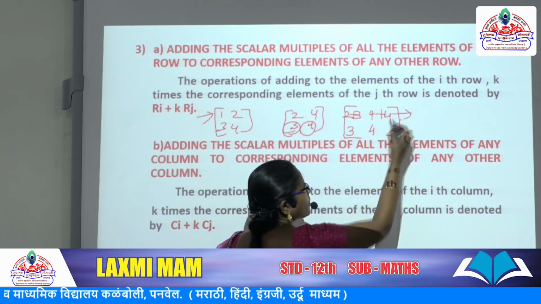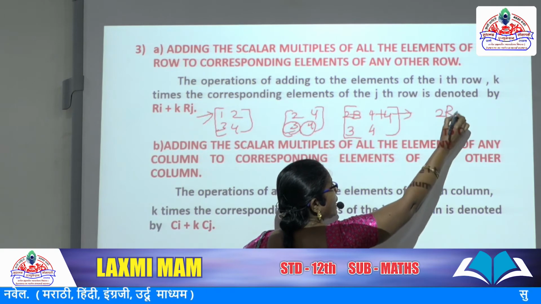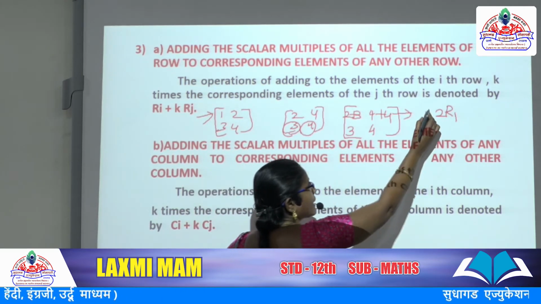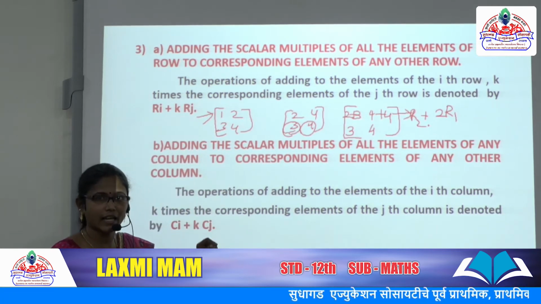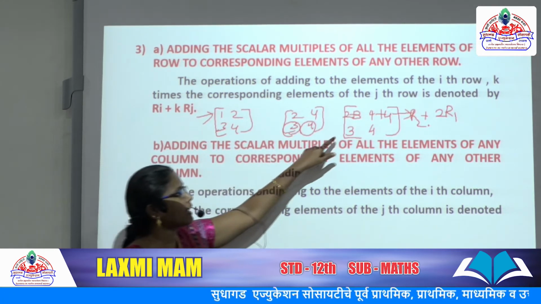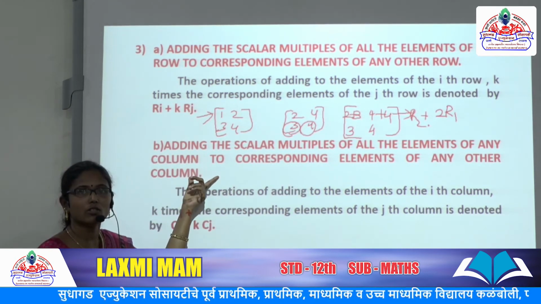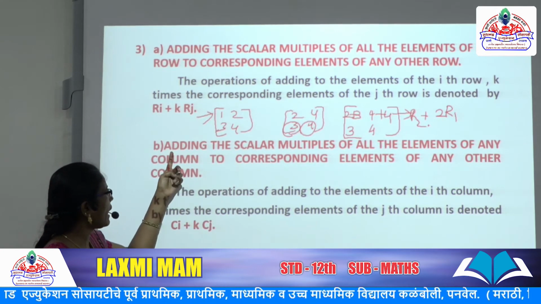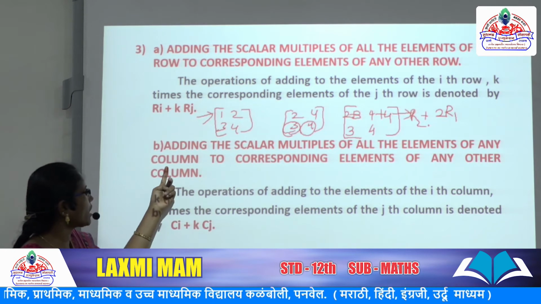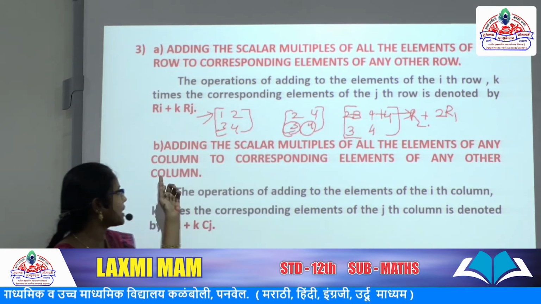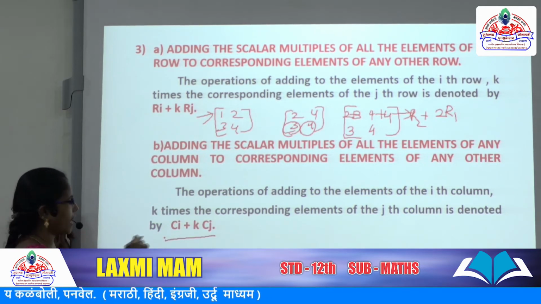So what conditions did I apply here? First I multiplied the row by 2 and then added it with R2. So we can multiply by a scalar and then add any other row to that row. Is it clear? The same condition is also applied in the column: adding the scalar multiples of all the elements of any column to corresponding elements of any other column. It can be represented like this: Ci plus k Cj.